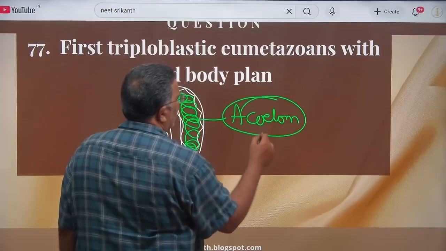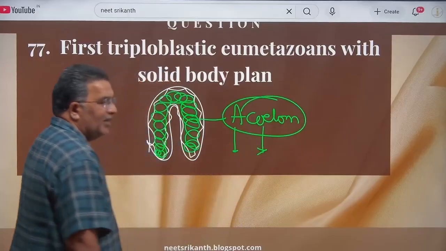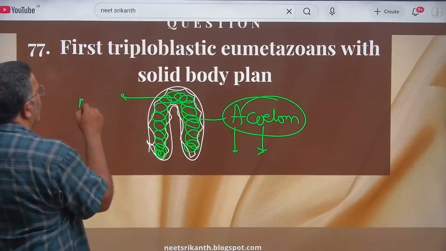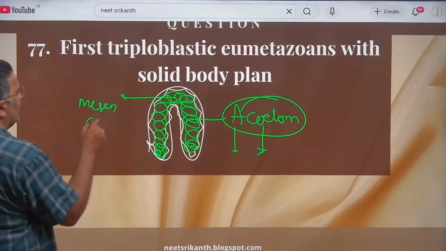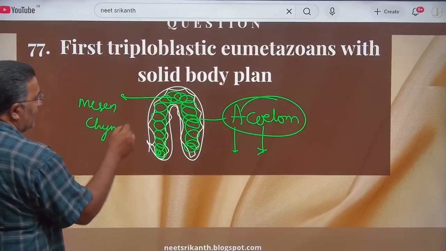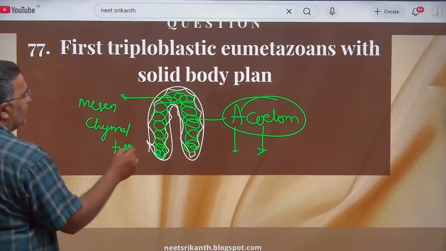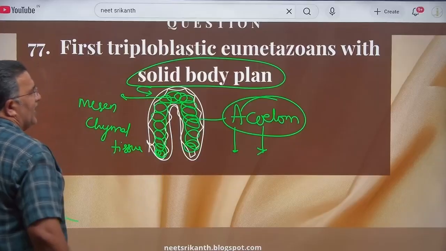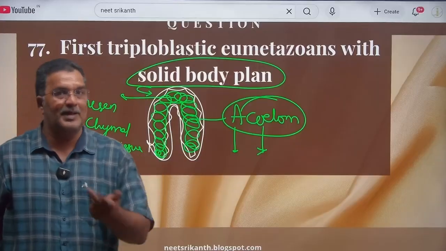Acoelom. Coelom means body cavity, a means absent. Why absent? Because they are filled by mesenchymal tissue. We learned this in the coelom chapter, reminding you. So that is in another way you can call a solid body plan. They don't have a cavity, that's why we see it as solid.